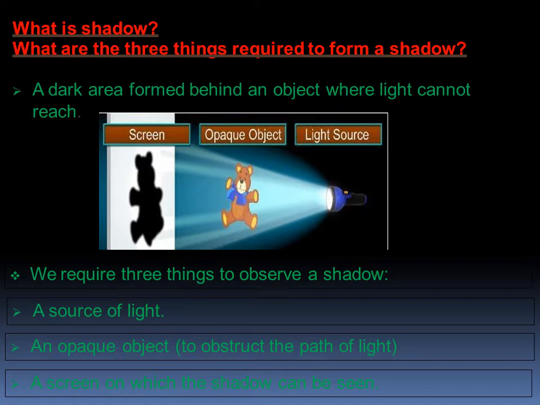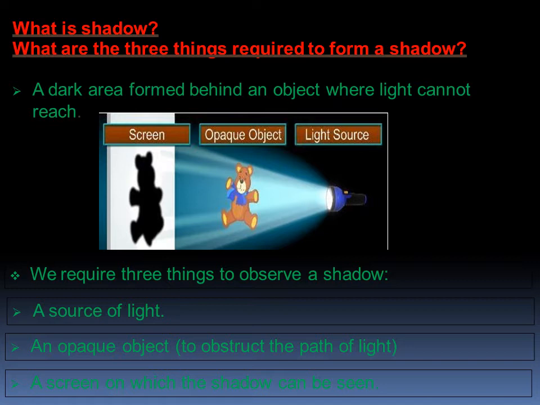Take an example of a dark night. If the room is very dark, then there is no formation of shadow. Why so? Because there is no source of light. Then we have an opaque object to obstruct the path of light. That means to stop the ray of light we need an opaque object.